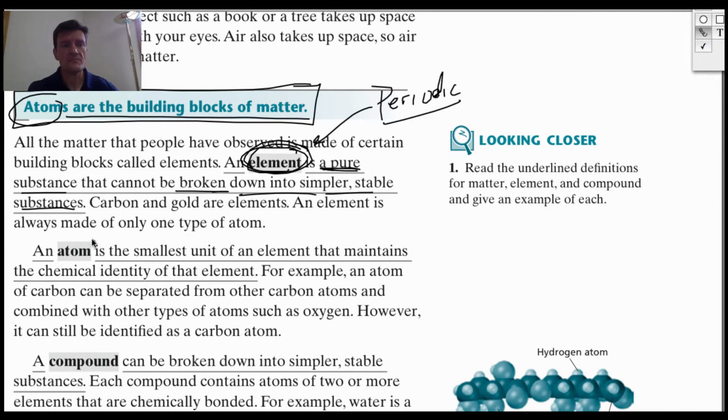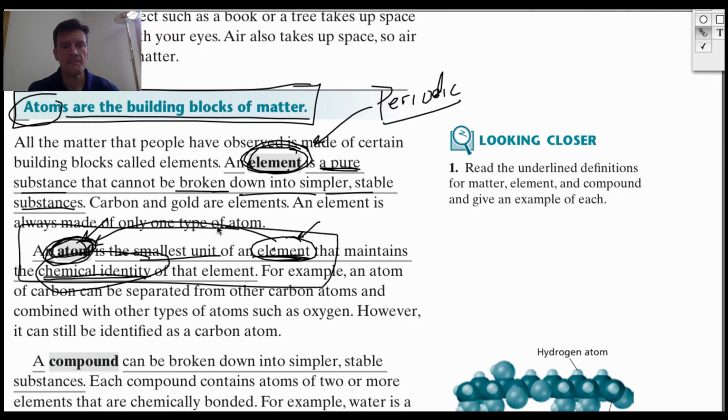An atom is the smallest unit of an element. So every element has a unique atom. You need to know that. Every element is kind of defined by its atom. It's kind of like its ID. And every atom of a particular element has the same chemical identity or properties. So every element is defined by its atom, and that element has certain chemical properties. Make sure that is in your notes right there.